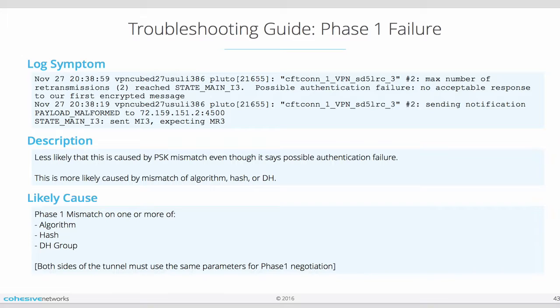What you would like is for the other side to say, hey, I'm saying AES 128 MD5 DH2. But that is kind of a security risk. So they just tell you we didn't match. So this is another log message where what's most likely going on is that you didn't match on the phase one parameters again. So there's two different log messages here.